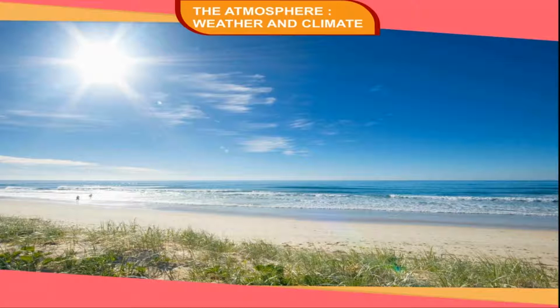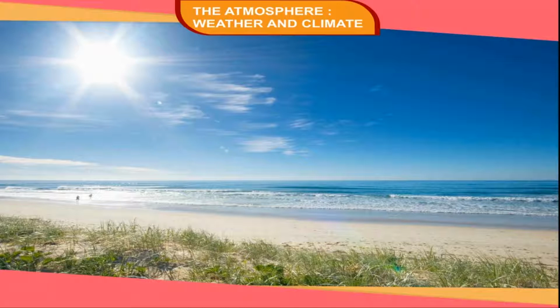The Temperate Zone lies between the Tropic of Cancer and the Arctic Circle in the Northern Hemisphere, and between the Tropic of Capricorn and the Antarctic Circle in the Southern Hemisphere. In this zone, the sun's rays never fall vertically. They are always oblique. This zone is neither too hot nor too cold.